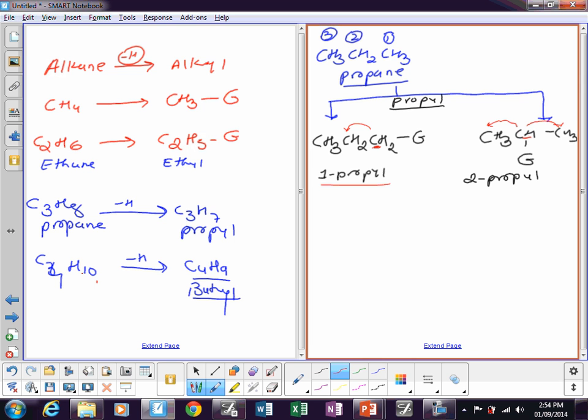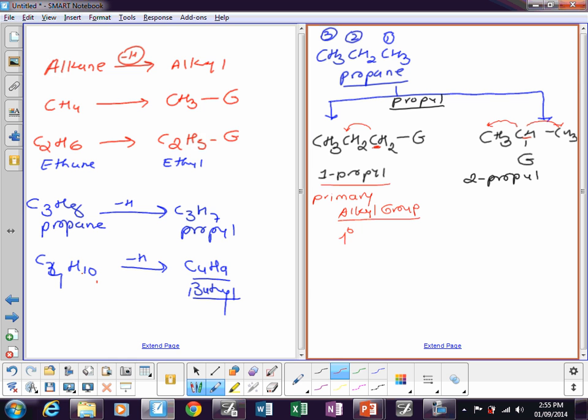So on the basis of this, if you have a carbon which has lost hydrogen, if it is connected with one more carbon, then it's called a primary alkyl group. It is normally denoted by 1, and in superscript we write a naught, 1 naught. 1 naught represents primary.